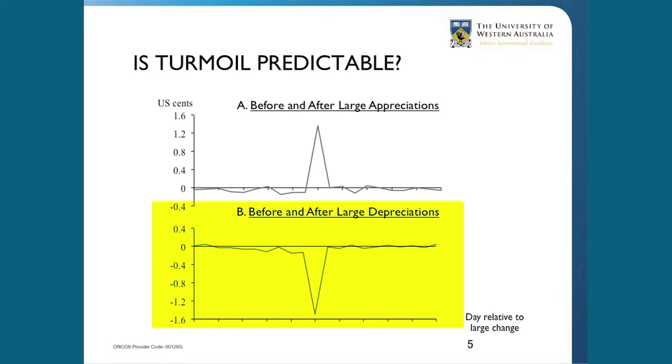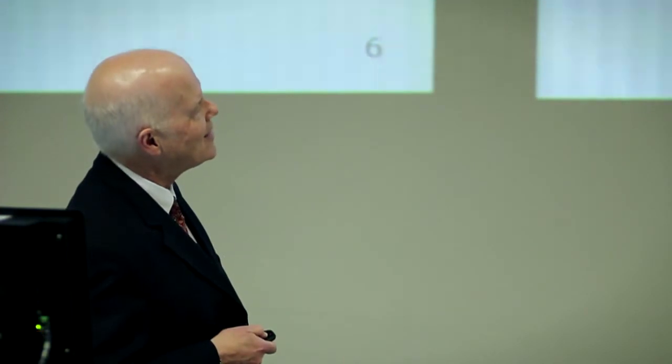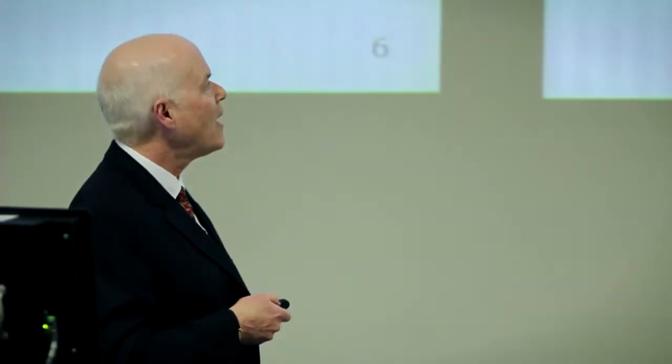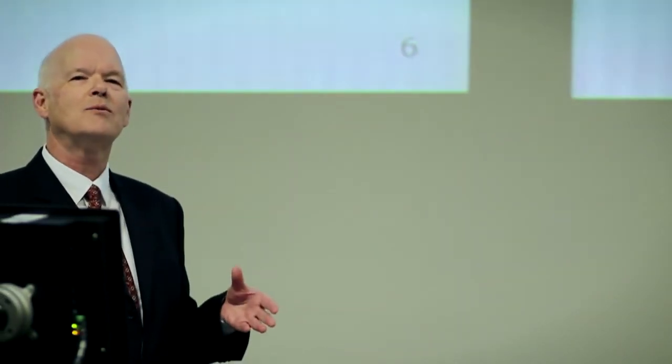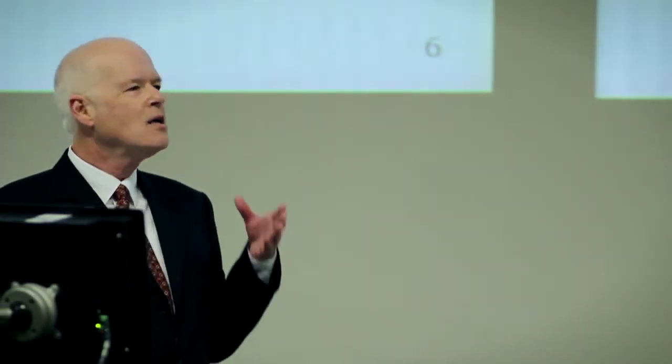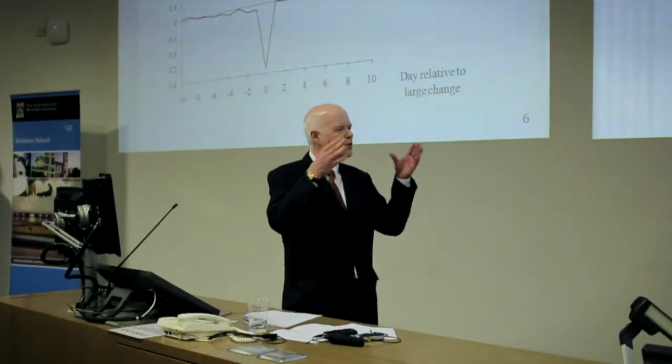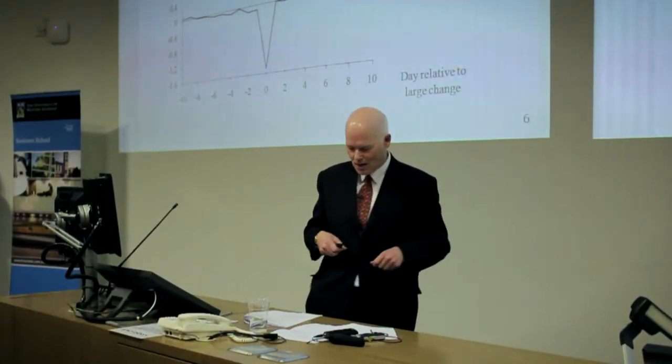This large change in the value of the dollar at day 0 is entirely unpredictable. There's no advanced warning signal that this is going to happen. So we could say that to a first approximation, these changes are unpredictable, they're serially uncorrelated, so the foreign exchange market is approximately efficient for the Australian dollar.